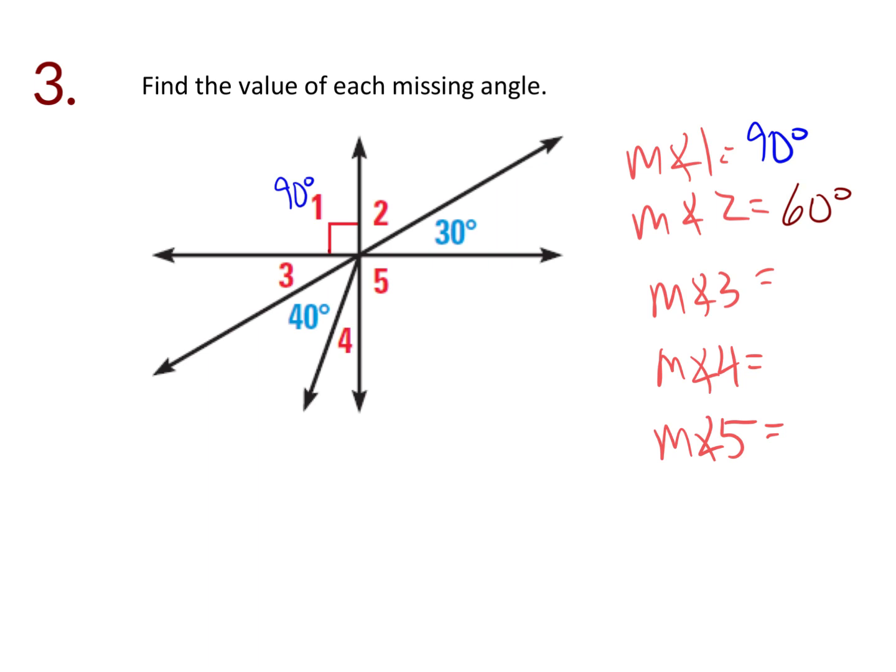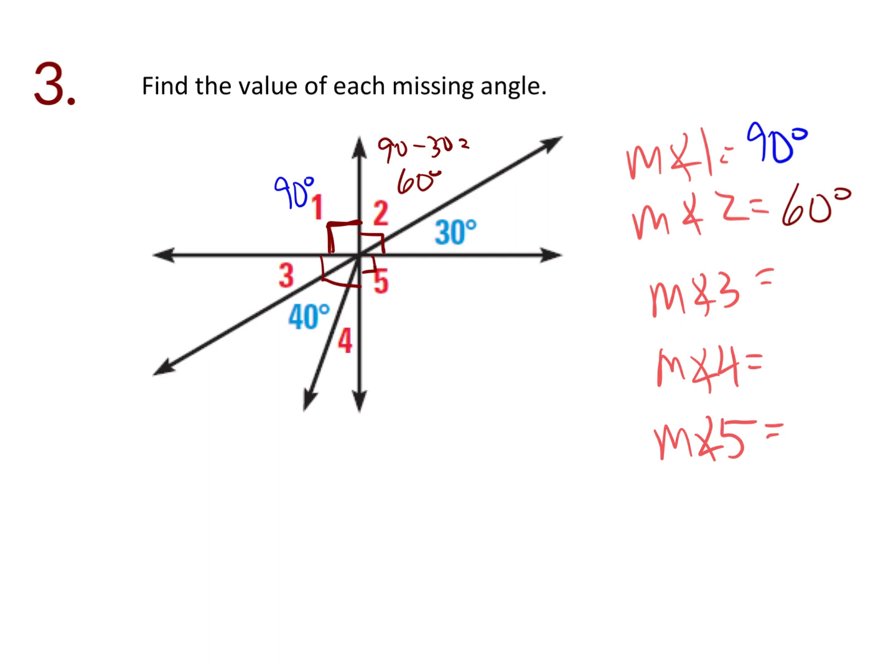Okay, so we know if this one is a right angle right here, that means it's a right angle all the way around, right? So then angle 2 and the 30 add up to equal 90, right? So we go backwards and say 90 minus 30 is 60.